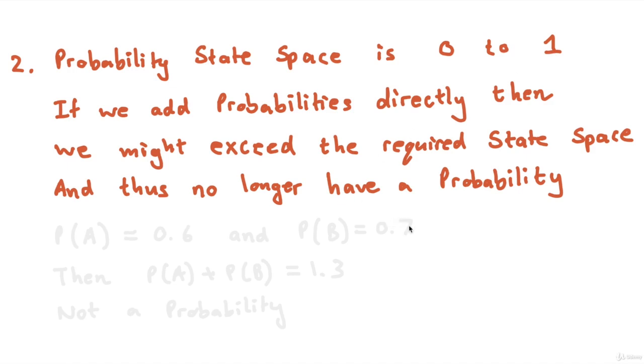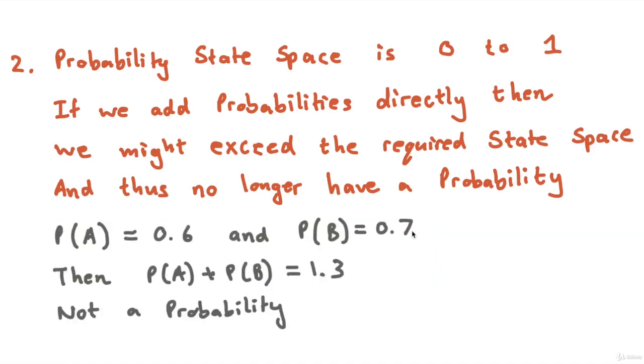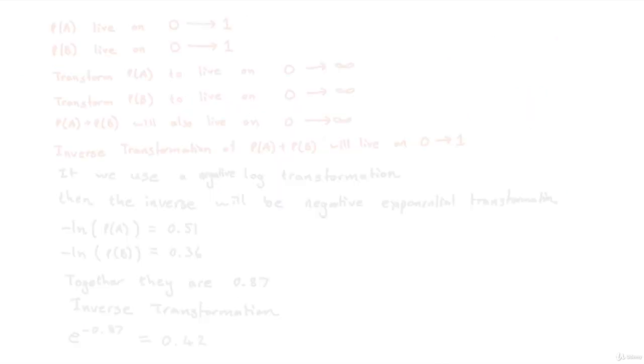So to maybe put this in a bit of a numerical example, if the probability of A happening is 60% and the probability of B happening is 70%, and we want to say, well, what's the probability of these two things happening together? Well, you can't just directly add the probabilities because 0.6 plus 0.7 is going to give you 1.3, and that is not a probability. So what do we do? Well, this is the idea behind copulas.